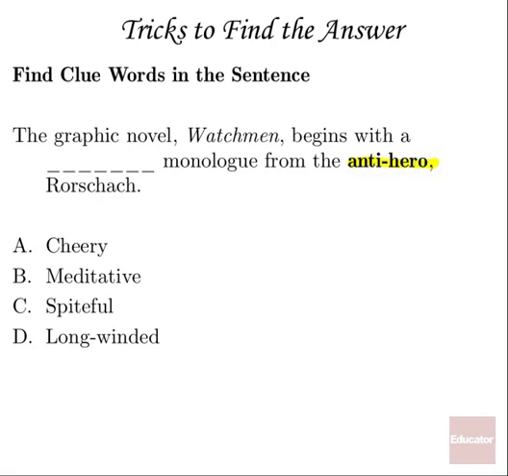So, would you say that the anti-hero gave a cheery monologue? I don't think so. How about meditative? Maybe, possibly, depends on how we feel about meditation. Long-winded, that's not really too much of a qualifier because an anti-hero or a hero can be long-winded and talk for a really long time. The one that I think is the most obvious one is probably this. Spiteful. Nobody likes a spiteful person. So I bet that if it's an anti-hero, they're probably going to give a spiteful monologue.